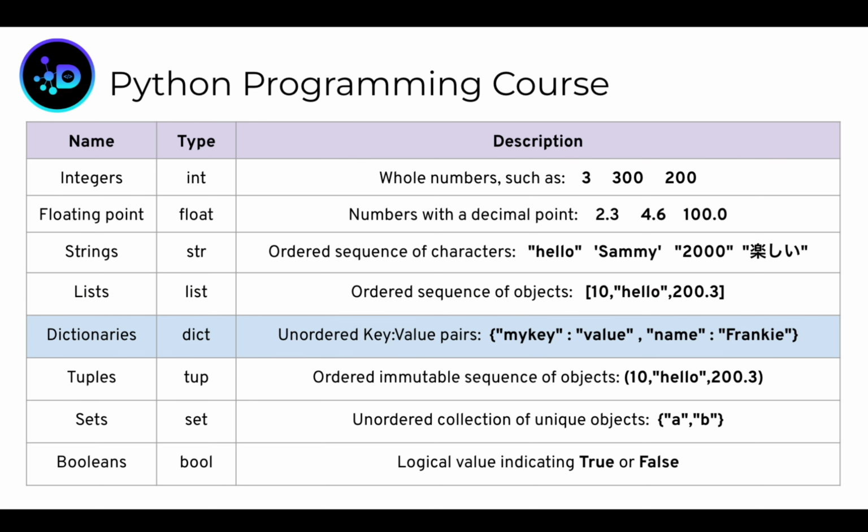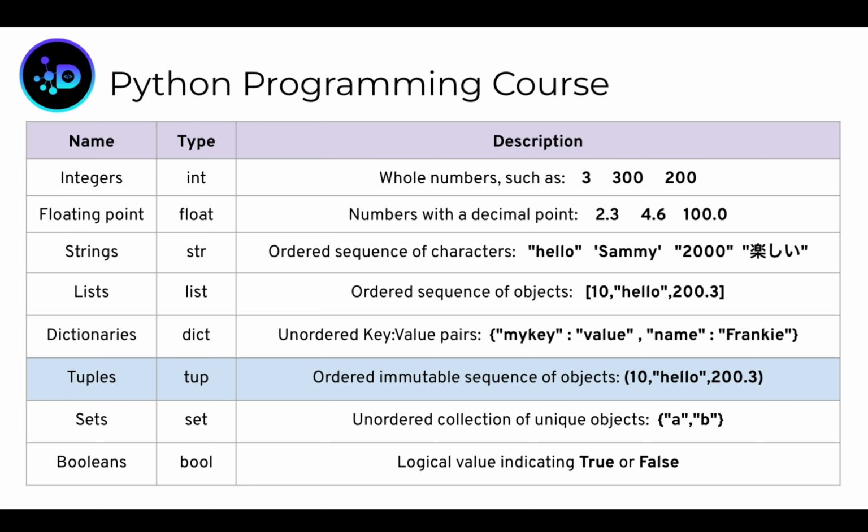Next, we also have a dictionary, which is represented as dict in Python. Dictionaries are unordered key value pairs. What do I mean by this? When you want to create a dictionary, it is always stored inside curly braces, followed by the key and the value. So for this example, we have my key and we also have a value. The next one has a key of name and a value of Frankie. This is an example of how a dictionary is stored in Python. In our upcoming lectures, we're going to dive deeper into these data types.